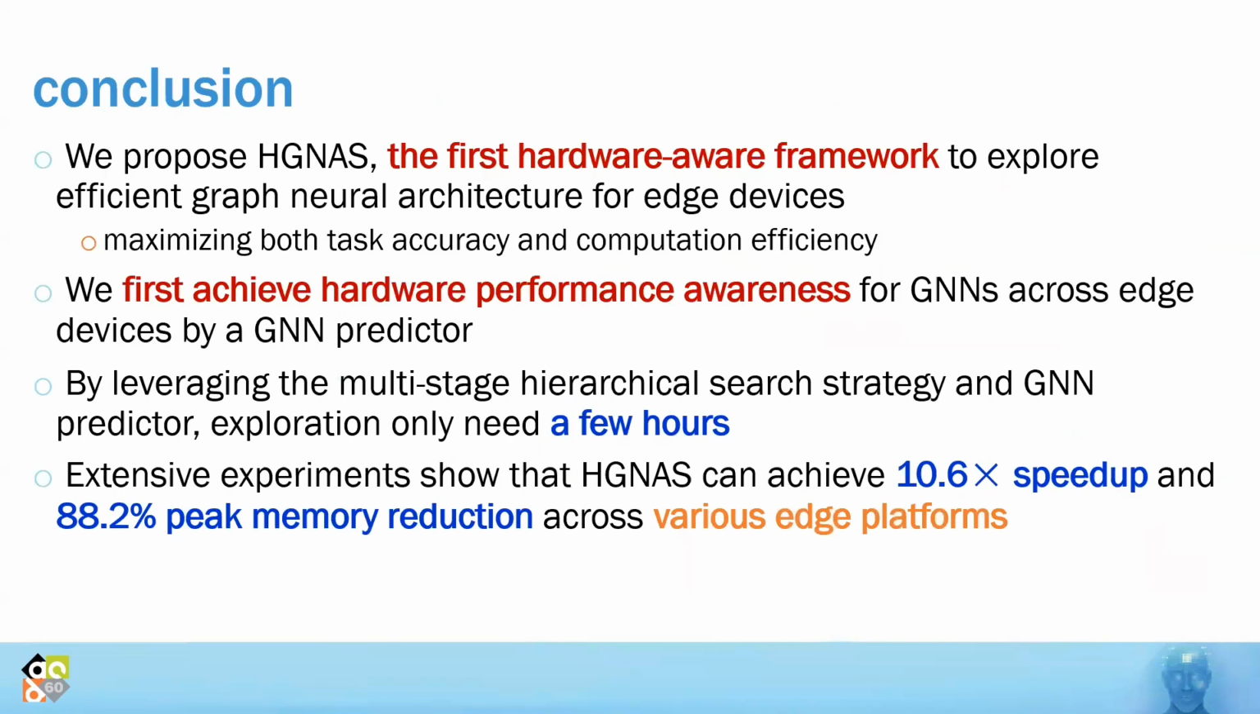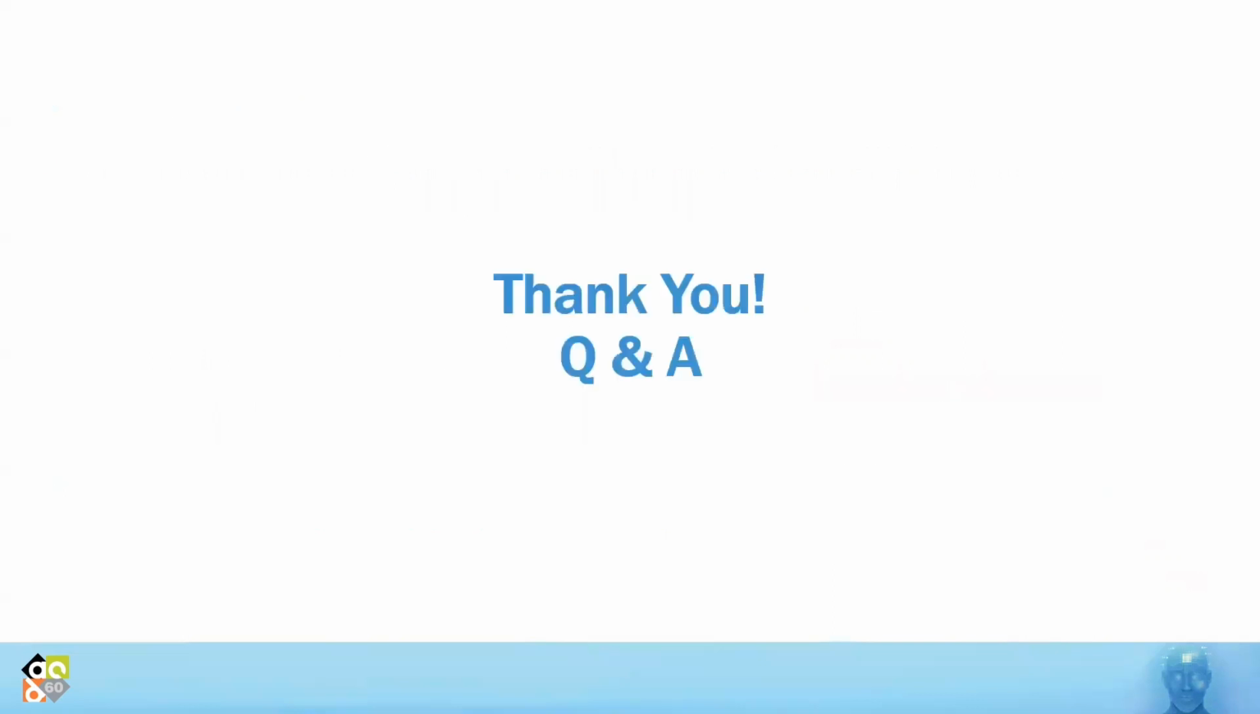Finally, I will make a summary of our work. In this work, we propose HGNAS, the first hardware-aware framework to explore efficient graph neural networks for edge devices. We first achieve hardware performance awareness for GNNs across edge devices by a GNN predictor, and extensive experiments show that HGNAS can design efficient GNN models for edge devices within a few hours.